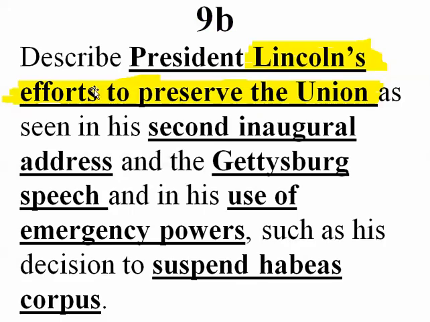Alright, so let's look at this first one here. Describe President Lincoln's efforts to preserve the Union. That's what we're going to do in a second. And let's summarize: second inaugural address, Gettysburg speech, use of emergency powers, suspension of habeas corpus. All this basically means this. Our purpose, our goal, is Abraham Lincoln's efforts to save the Union or preserve the United States and keep it together, to keep the South and North together.